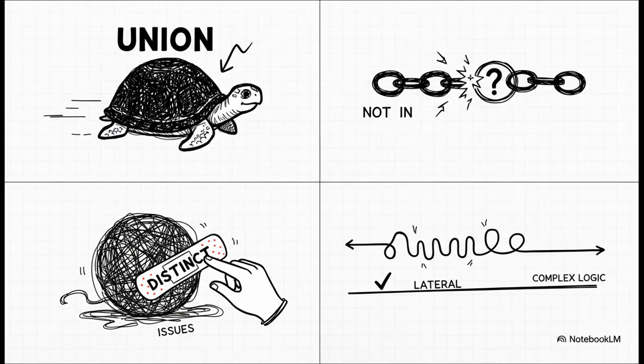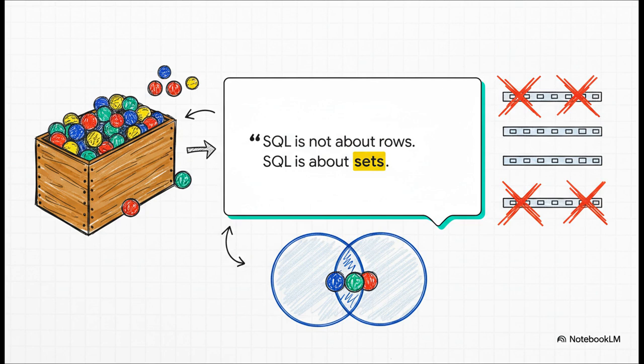You know, when you don't think in sets, you fall into these common traps. You use the slow UNION by default. You write a NOT IN query that just breaks the second it encounters a null value. You slap a SELECT DISTINCT on a messy join to hide the real problem instead of fixing it. Each of these mistakes really stems from thinking row by row instead of thinking about the behavior of the entire set. So if you take only one thing away from this whole explainer, let it be this.